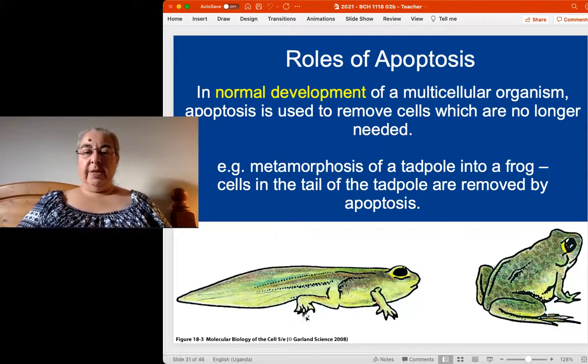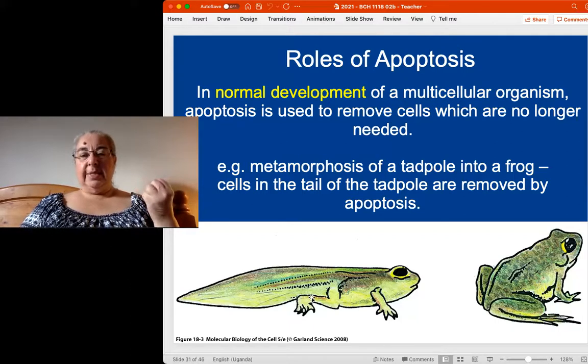So what happens to this tail? Well, the cells of the tail are removed by apoptosis. So the cells die and are taken up tidily and recycled, and their contents used to allow the growth and development of the adult form of the animal.